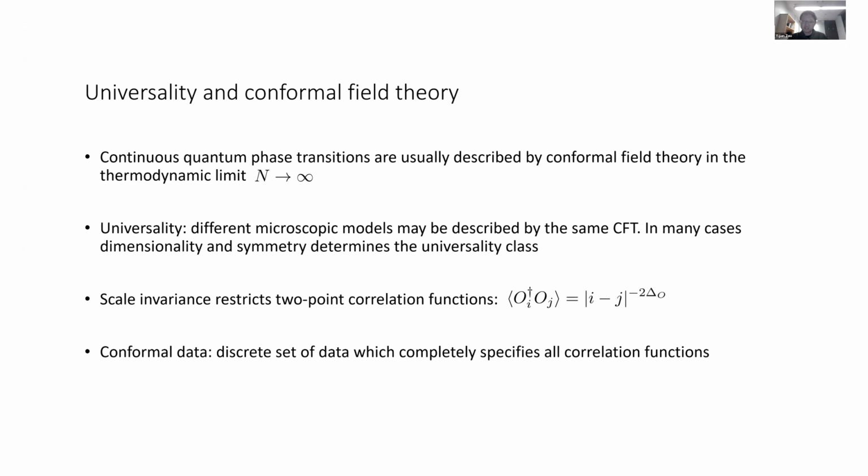In many cases, the CFT itself is only determined by the dimensionality and the symmetry of the system. In the Ising model, if you ensure there is a Z2 symmetry, basically you will always get the Ising universality class in the continuum limit. The Ising model is just one way to realize such a phase transition, and there are infinitely many ways to realize the same phase transition. That universality gives conformal field theory a very important role in phase transitions.